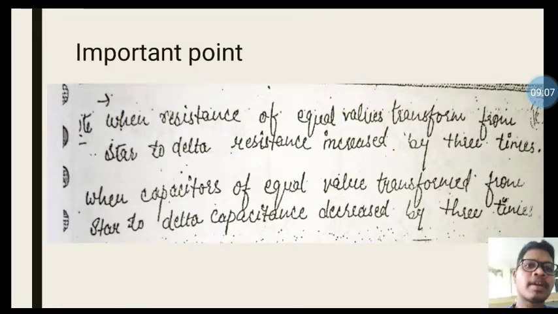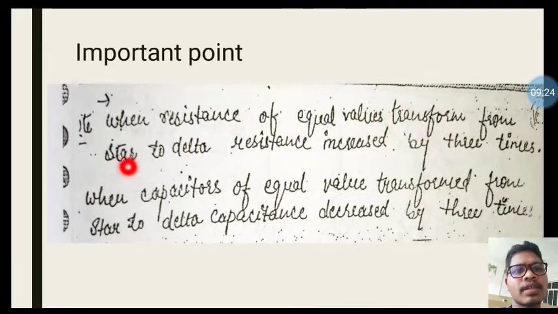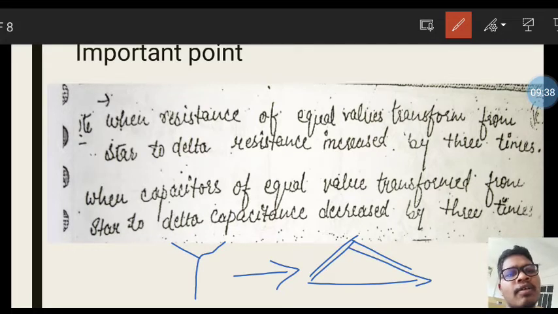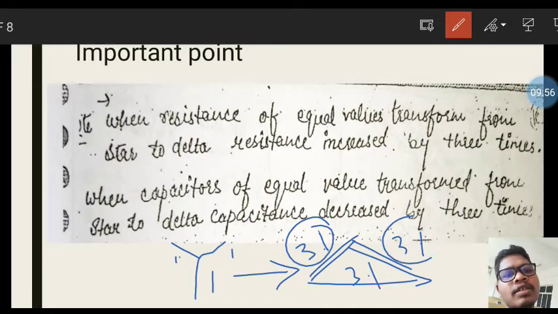Now come to the two important points that are very important for your MCQ type questions. See the first point: when resistances of equal value are transformed from star to delta, the resistance increases by three times. That means if there is a star connection and you transform this star network to a delta network with the same resistance values, say 1, 1, 1, then the delta value will be increased 3 times. That means 3 into 1, 3 into 1, here also 3 into 1. So it is 3 times the star network.